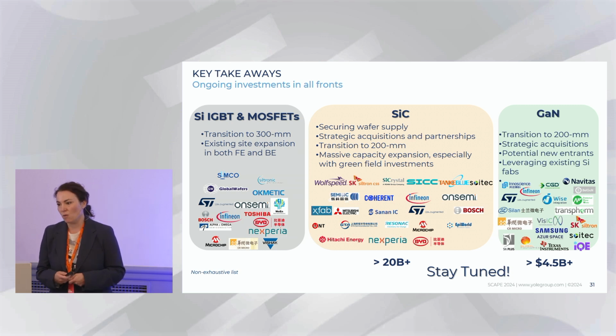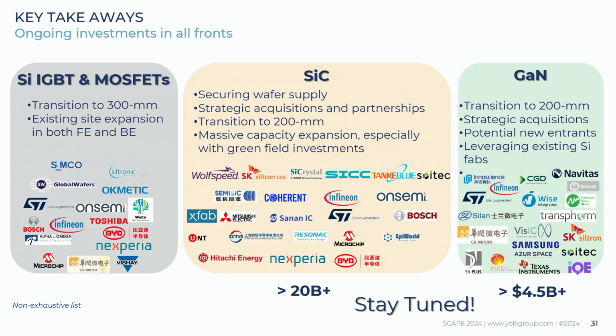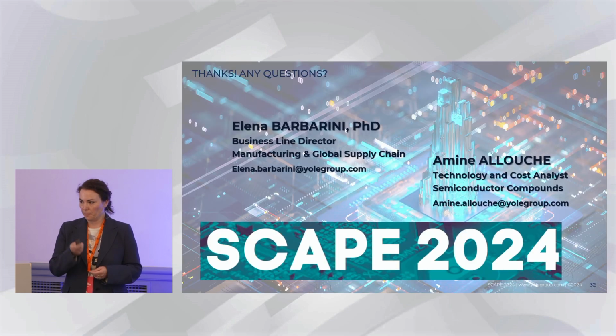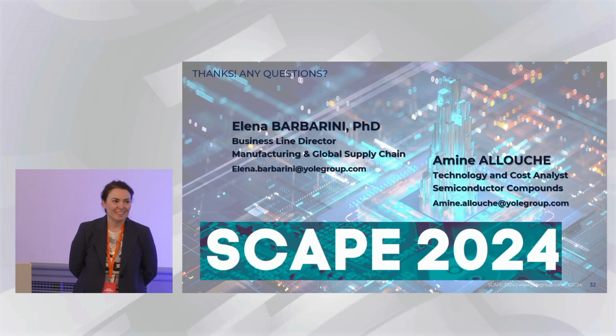But what is happening now is that there is a lot of investment, not only in silicon, because it's still there, but also in silicon carbide. There is a transition to 300 millimeters, the expansion of front-end and back-end fabs, and new packaging. For silicon carbide and gallium nitride, we expect 20 billion of investment for silicon carbide and 4.5 billion of investment for gallium nitride in the next years. That's all. Thank you.